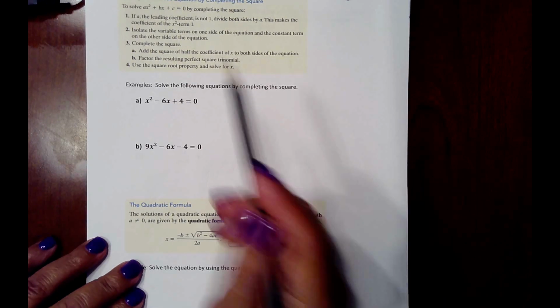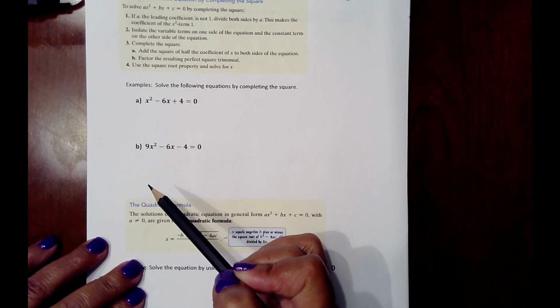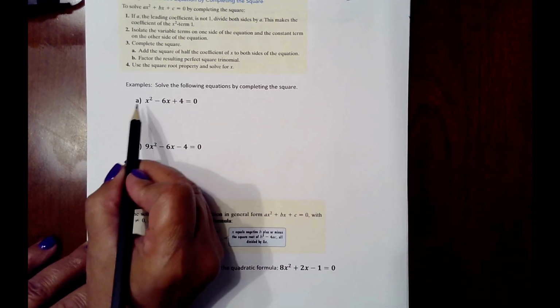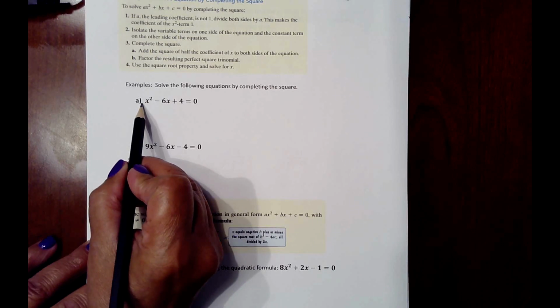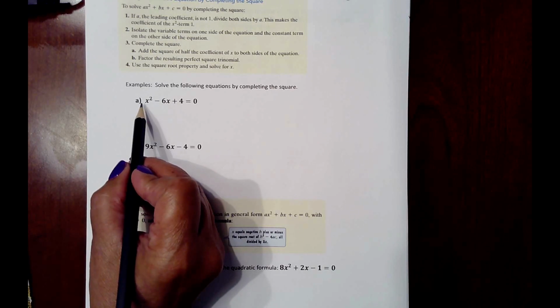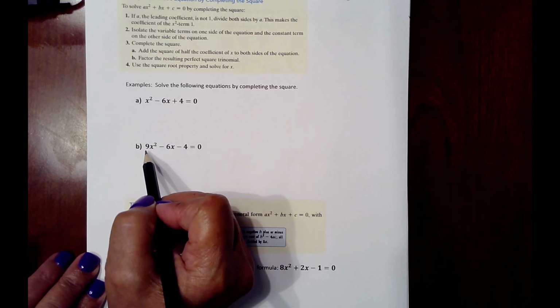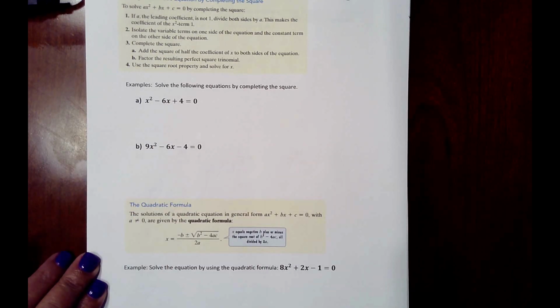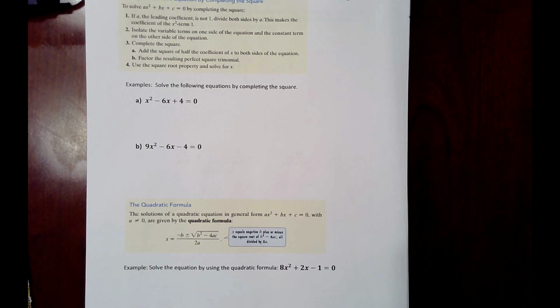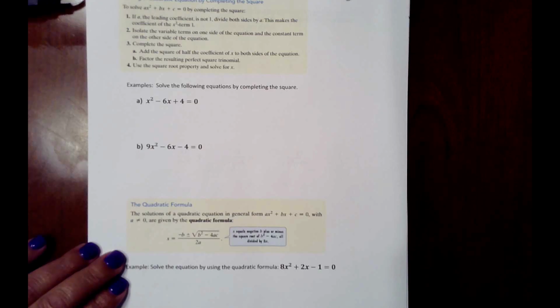We're going to do two different problems. This one's going to be easier because the a value is 1 here. Those are always the more simplistic procedures. And then when that a value gets bigger than 1, that always adds a couple more steps to whatever method you're using.